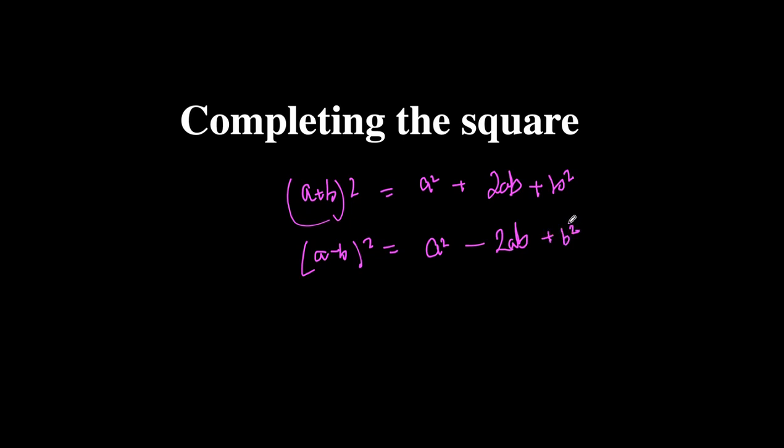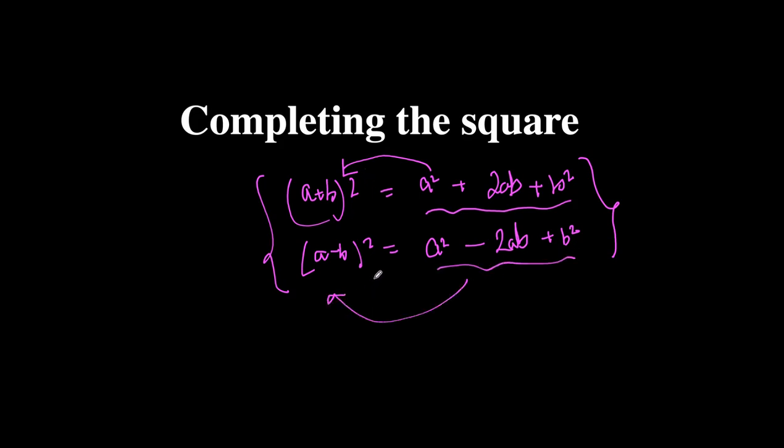Now these two formulas are very important and you have to remember them. If something is given in this form, you can write it in the simplest square form, (a plus b) whole square. If something is given in this form, you can write it as (a minus b) whole square.